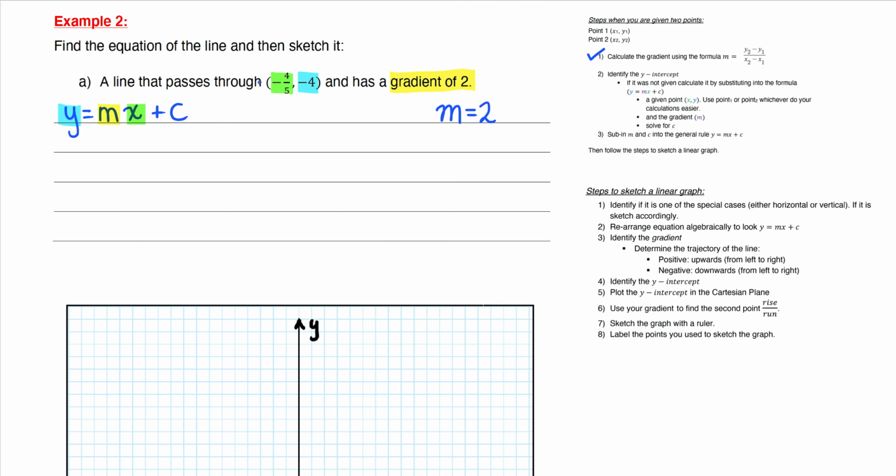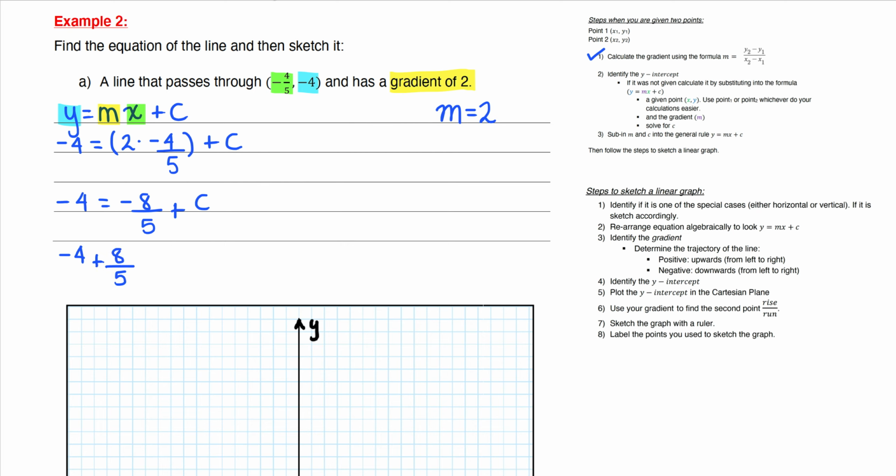Okay? So I'm going to put the values in. -4 is equal to 2 times -4 fifths plus c. Okay, wonderful. So what do I have here? -4 is equal to -8 fifths plus c. Agree? Wonderful. So now what am I going to do here? I'm going to add this fraction to the other side. So I have -4 plus 8 fifths.